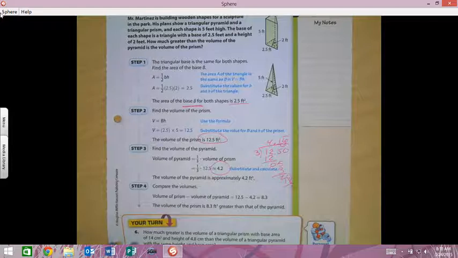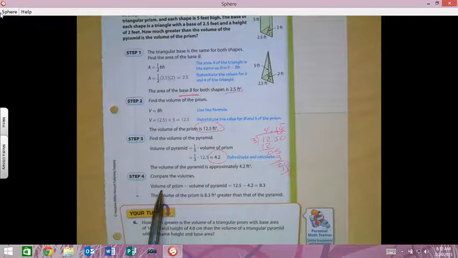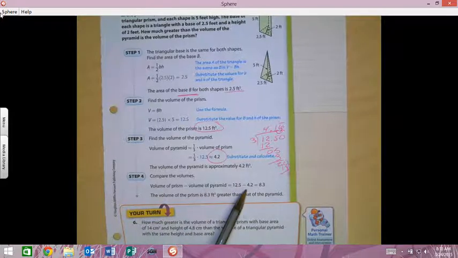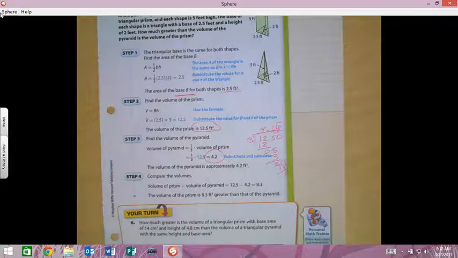So now we need to compare our volumes. How much bigger? So we have the volume of the prism, which is 12.5, minus the volume of the pyramid, which is 4.2, and when we subtract those, we get 8.3. So the volume of the prism is 8.3 cubic feet greater than that of the pyramid. This is our final answer right here.